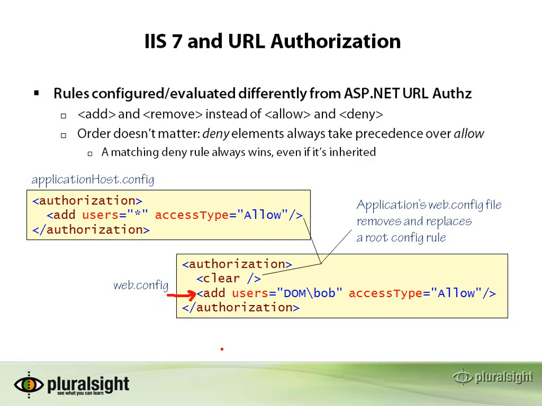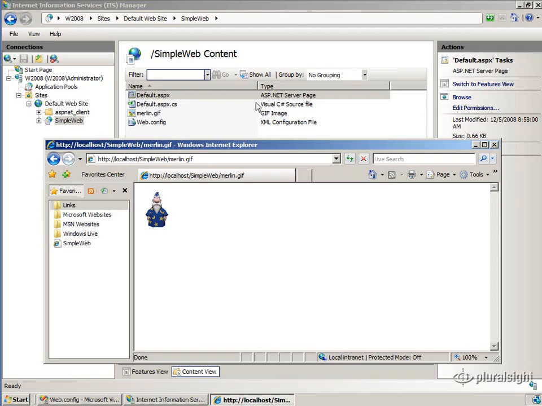So we can now start adding users in one by one. And just like with ASP.NET URL authorization, we not only have the users attribute, but we also have verbs and we have roles. So when I start talking about roles later on, be aware that you can use roles with this as well, just like you can with ASP.NET. So in this particular case, since we've cleared out everything that comes before it, it's very clear what's going on. Only Bob will have access to this application. So let's flip back over now and see how this actually works in practice in IIS 7.